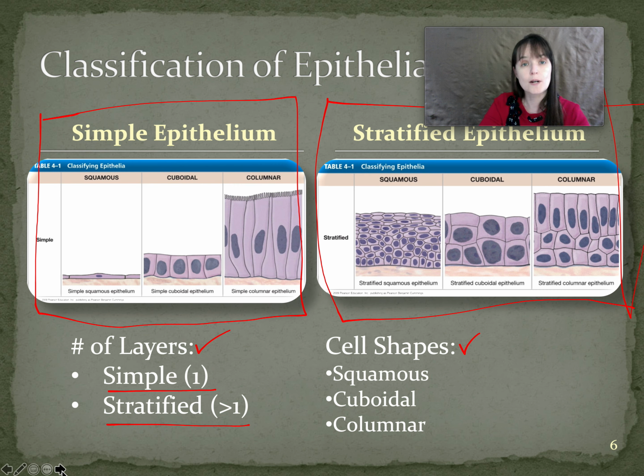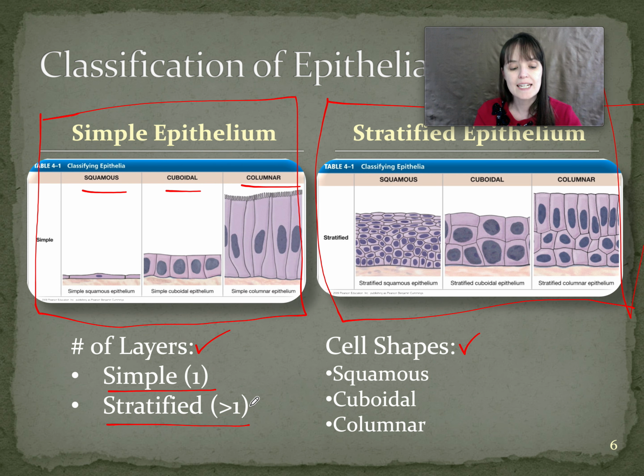Okay, then we're here. The shapes are squamous, this means flat, cuboidal, this means cube-shaped, and columnar, this means column-shaped or taller than it is wide. And the number of layers, which is either simple for one layer, stratified for more than one layer, as we said. And where do you find simple epithelia? So where do you find a single layer?